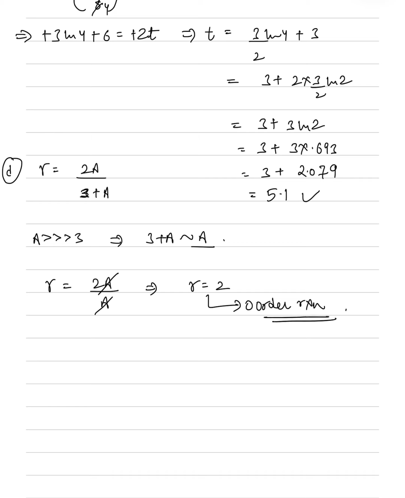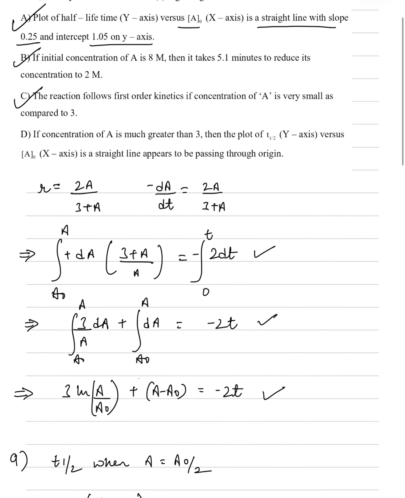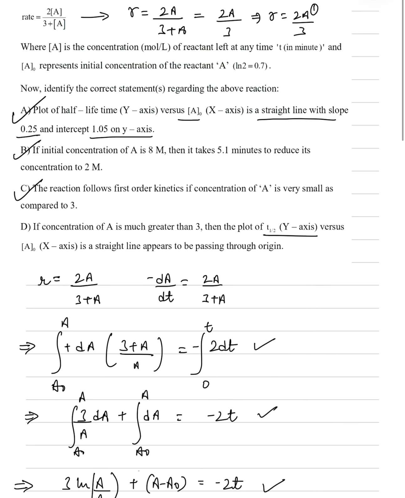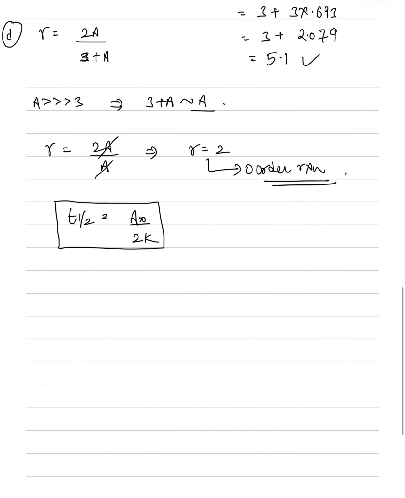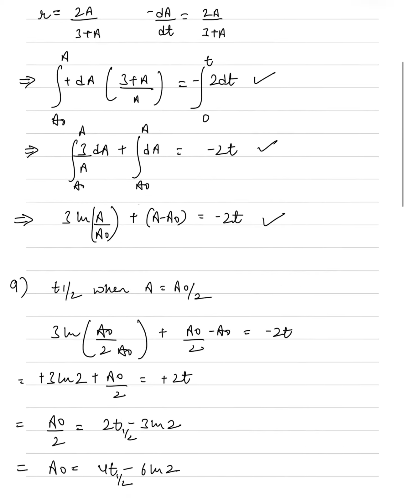And in a zero order reaction, we know t½ is how much? t½ is equal to A₀/2K. This is the actual zero order expression for t½. So if we try to plot the graph between t½ as given in option D and the initial concentration A₀ along the x-axis, the graph will be passing through the origin like this with a slope of 1/2K, right? That means option D is also correct.